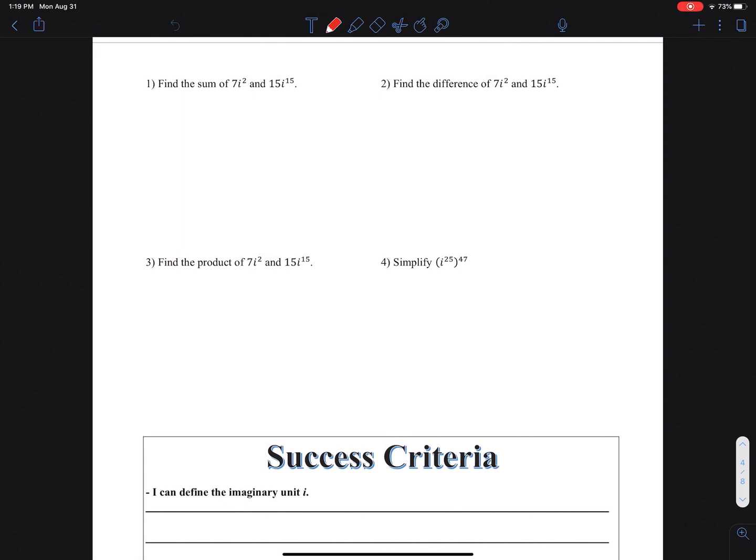Doing a little bit of operations with imaginary numbers. Find the sum. So we know we're going to be adding. So find the sum of 7i squared and 15i to the 15th. So what you want to do before you go adding them is simplify that i as much as possible. So here we have 7i squared. I know the i squared is really -1, so that'll be 7 times -1 plus 15i to the 15th.